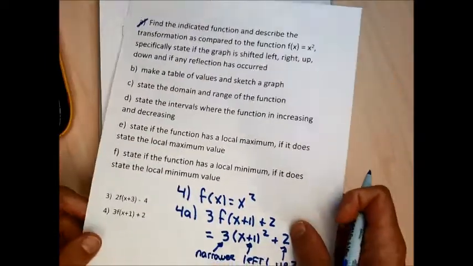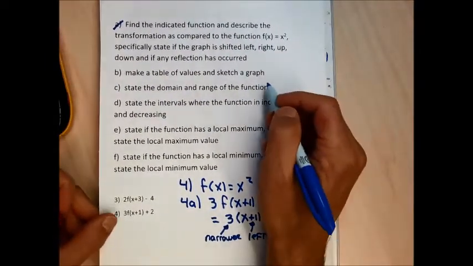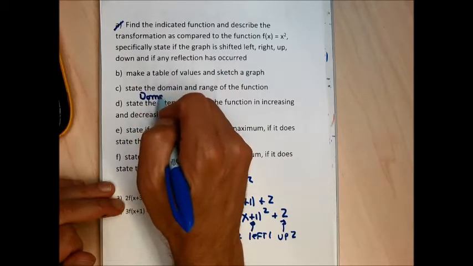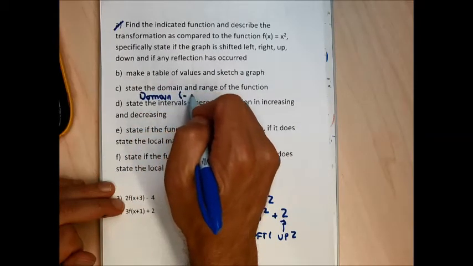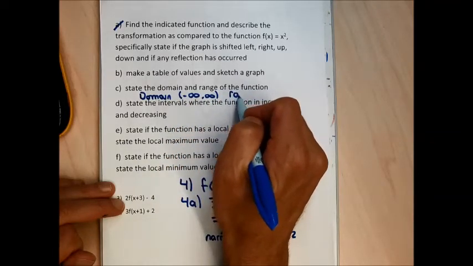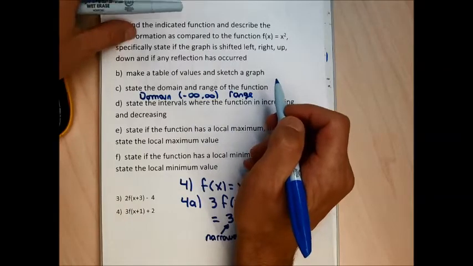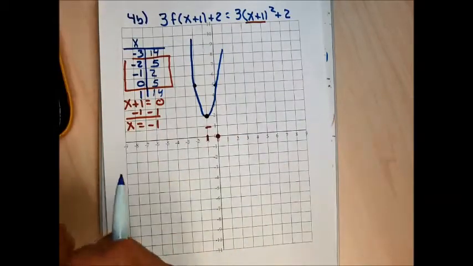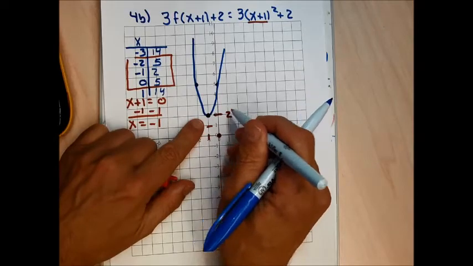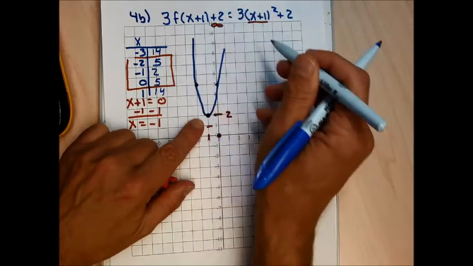I made a table of values and sketched a graph. Now I'm going to state the domain and the range. The domain of every parabola is negative to positive infinity because there's no breaking points or starting or stopping points. And when I go to do the range of this parabola, I'm going to find the bottom of the graph and its y-coordinate. The bottom of the graph has a y-coordinate of 2. The top of the graph has a y-coordinate of infinity.